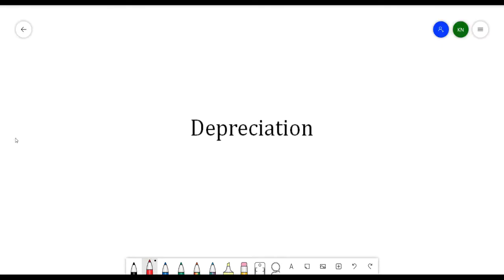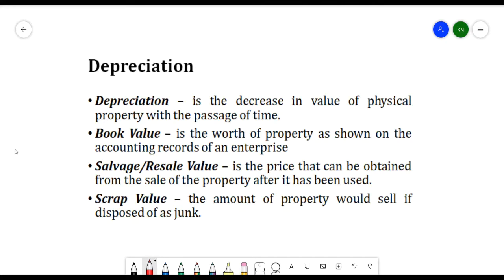Hello everyone. In this video, we will be discussing depreciation. Depreciation is the decrease in value of physical property with the passage of time. For example, if you bought a car for 3 million pesos, 3 to 5 years from now it won't have the same value anymore. The value will depreciate, meaning the value will decrease. Let's say it becomes 1 million in the next 3 or 5 years. That is what we call depreciation.